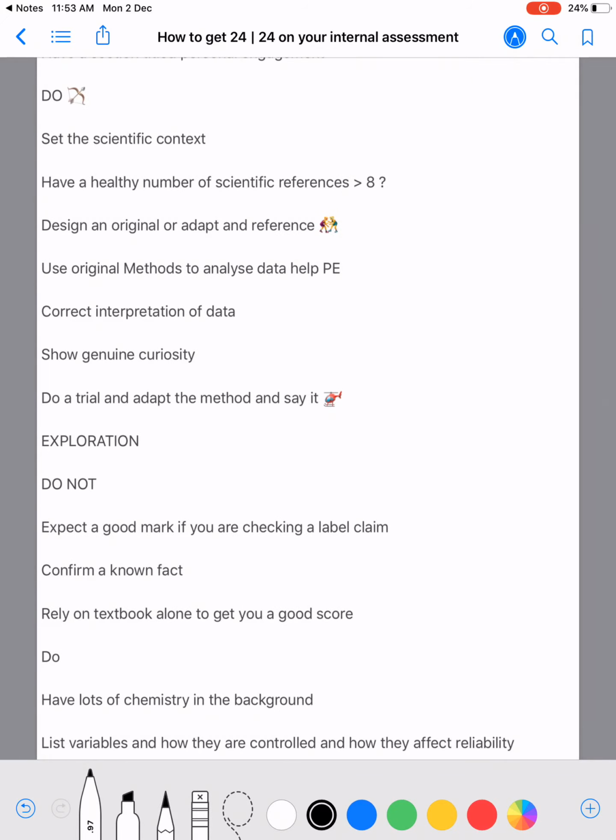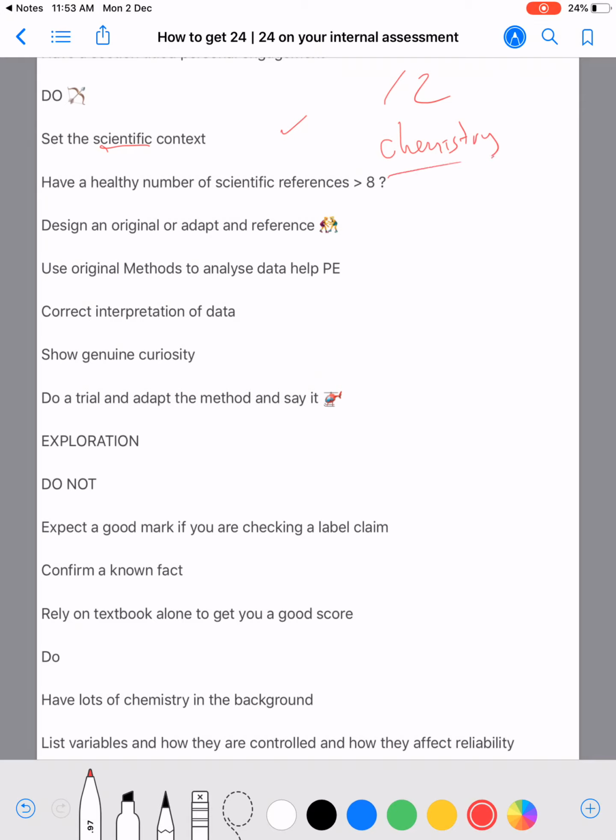To get 2 out of 2, this is out of 2, set the scientific context. Don't waffle and witter on for paragraphs and paragraphs. You just need one concise paragraph, I would say, and some chemical equations. Don't forget your state symbols. If it's an equilibrium, make sure your sign's correct, because this all goes back to what we're looking for is your personal engagement with the chemistry.